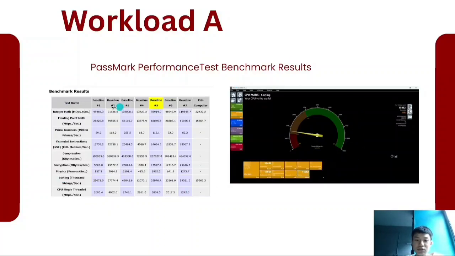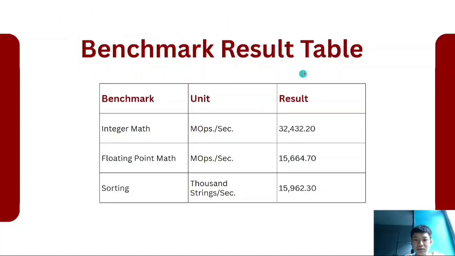These are the screenshots of the benchmark result of workload A, and this is the table of the benchmark result. From this table, the integer maths test achieved 32,432.2 million operations per second. The floating point maths achieved 15,664.7 million operations per second, while the sorting achieved 15,962.3 thousand strings per second.